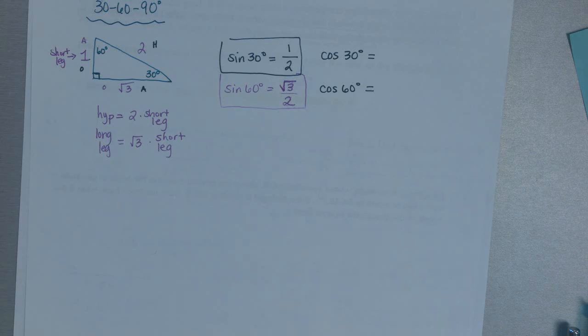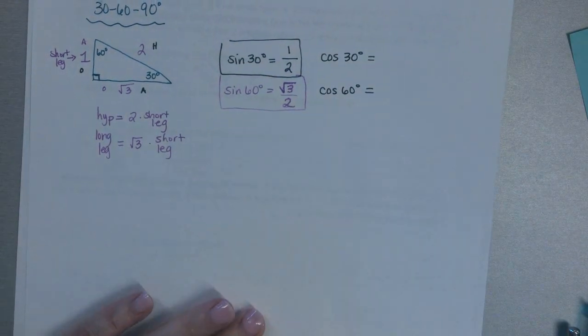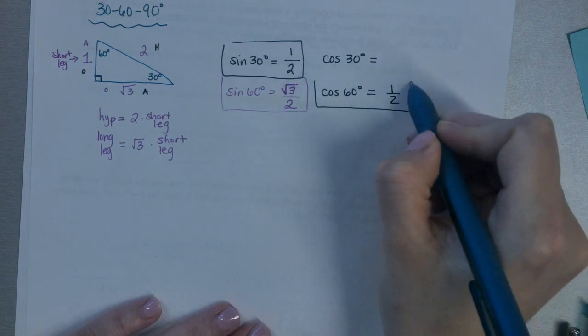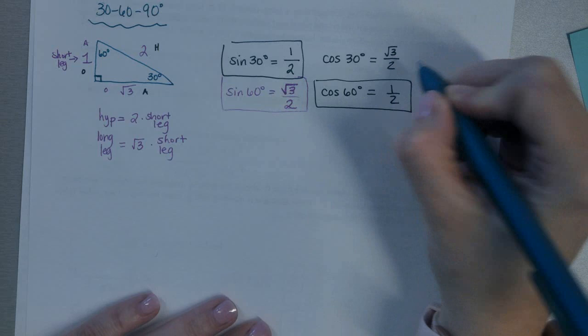Is there anything special you noticed about them? The cosine of 30 is the sine of 60. All right, so yeah, the sine of 30 and the cosine of 60 should be the same. The cosine of 30 and the sine of 60, those are the same.